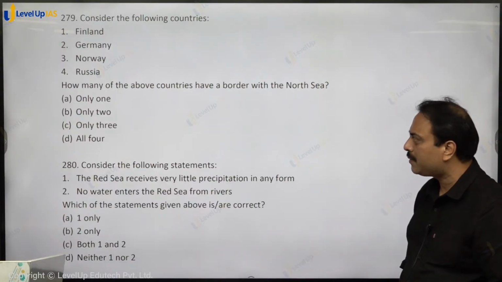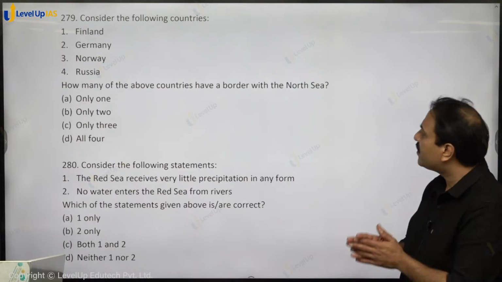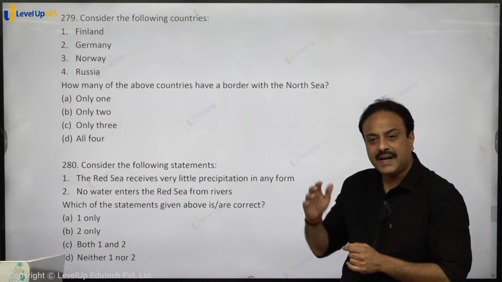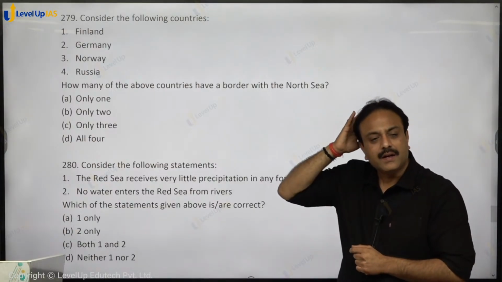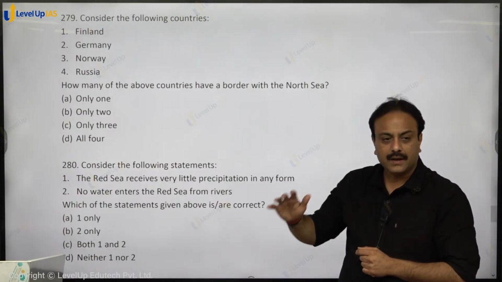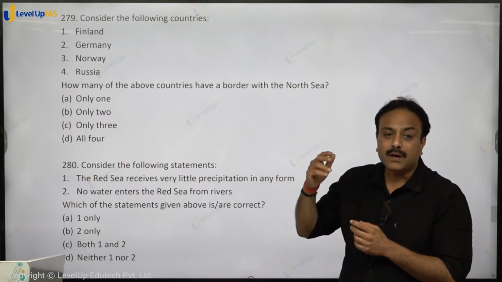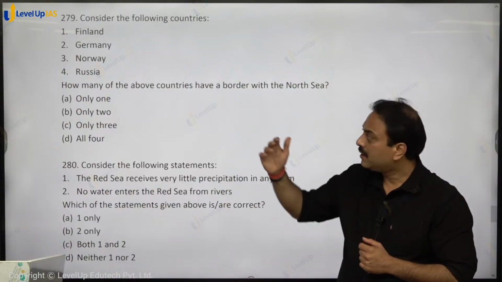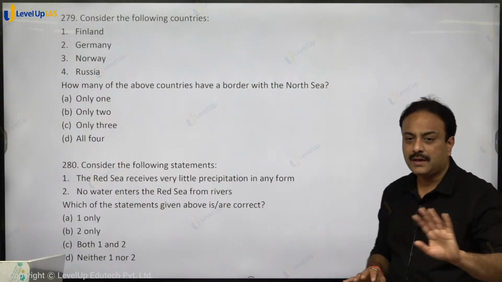Finland, Sweden, Germany, Norway, Russia. How many of the above countries have a border with the North Sea? Finland is on the northern side. It is having borders with Gulf of Finland. Gulf of Finland is in Baltic Sea and northern part, right? So it is over there. It has nothing to do with North Sea.